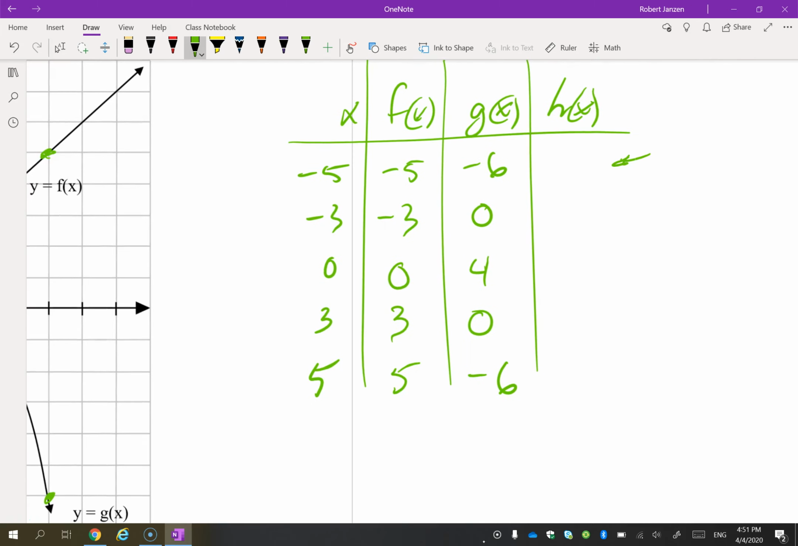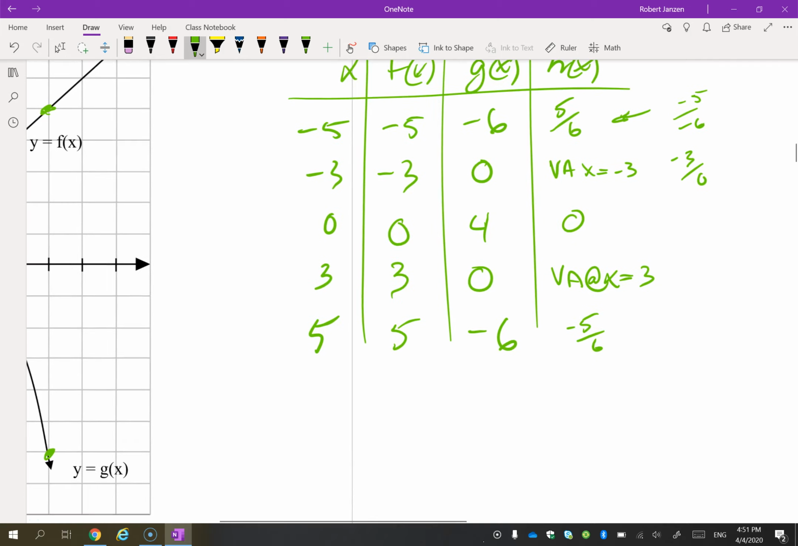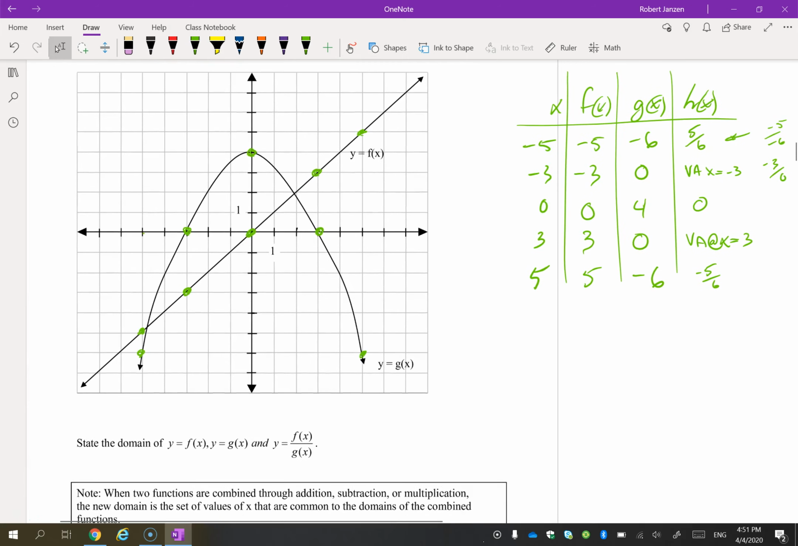Now g of x is what we're dividing by. So to get this point, we're going negative 5 divided by negative 6. Well, let's just leave it as 5/6. Here you're going negative 3 divided by 0. What happens there? There's a vertical asymptote at x is negative 3. Here's 0 divided by 4, you get 0. 3 divided by 0, vertical asymptote at x is 3. And here you're going to get negative 5/6. Let's see if that's enough to graph it.